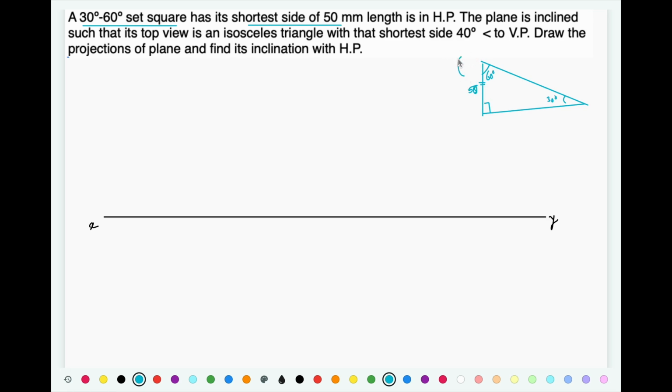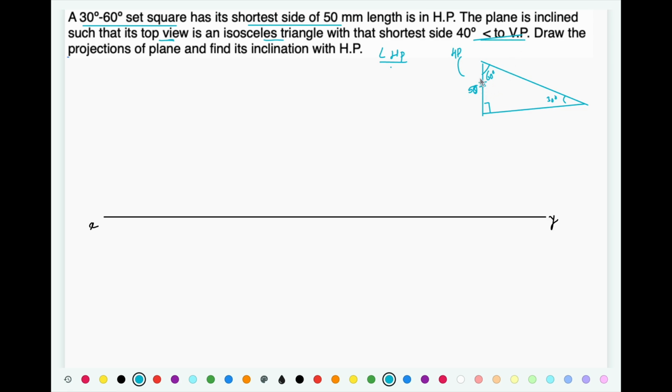That side is resting in HP, so this is the resting reference. The surface is inclined in such a way that its top view is an isosceles triangle. Now we are getting a reduced view as a top view. Top view is projected in HP, so the surface is inclined to HP. Okay, so surface inclination is with HP, side is resting in HP, and the side which is in HP, that same side is 40 degree inclined to VP.